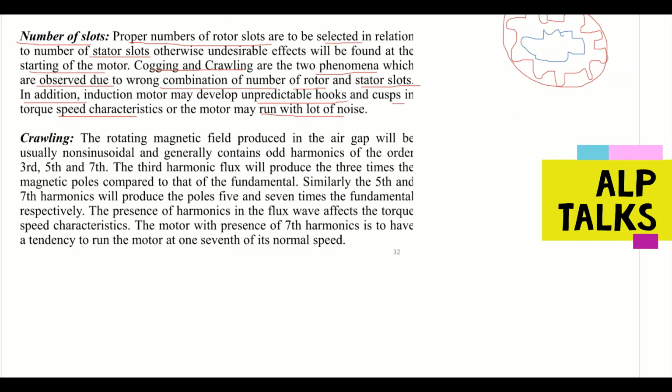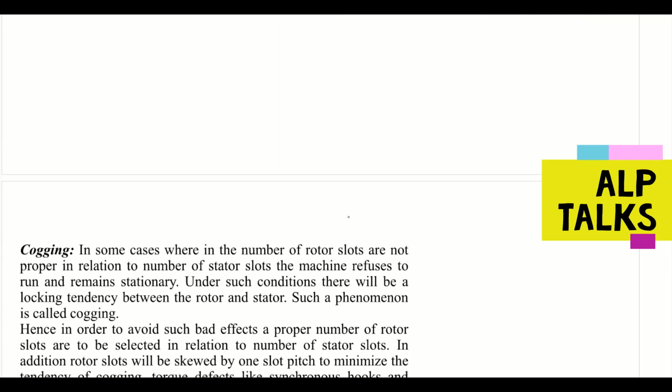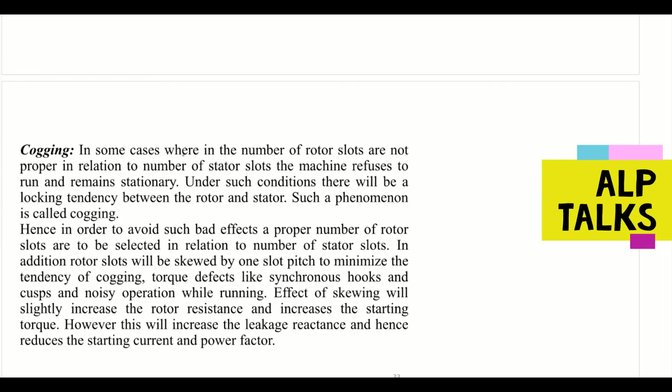So what is crawling? The rotating magnetic field produced in the air gap will usually be non-sinusoidal and generally contains odd harmonics of order 3rd, 5th and 7th. Third harmonic flux will produce 3 times the magnetic poles compared to the fundamental. Similarly, 5th and 7th harmonics will produce 5 and 7 times the fundamental respectively. The presence of harmonics in the flux wave affects the torque speed characteristics. The motor with a 7th harmonic has a tendency to run at 1/7 of its normal speed.